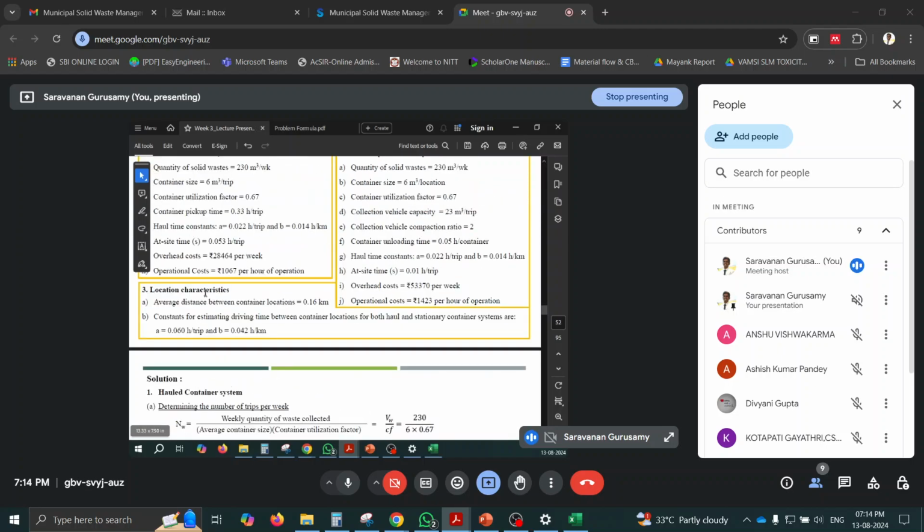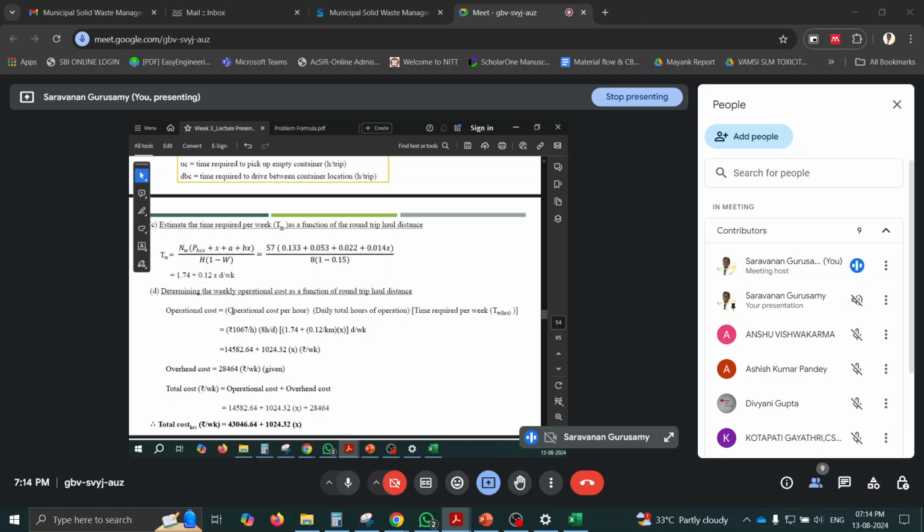Then they have also given the cost incurred in the operation and the overhead cost. The overhead cost is simply an addition, and the operation cost is based on how many hours we are operating: the operation cost per hour times the time required per week, that's TW. So TW as it is, with the X we are substituting. We know we are working 8 hours a day, times the cost per hour. So we get the operation cost in terms of X, plus the overhead charge will give you the total cost, because we need to add the overhead charge for the hauled container system.